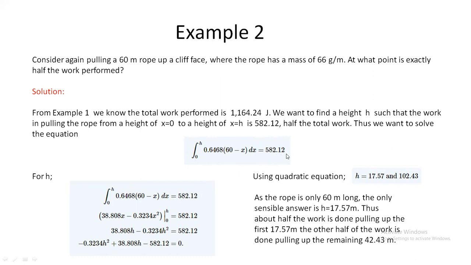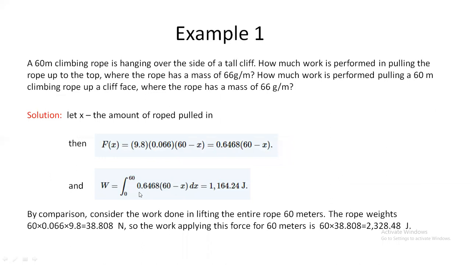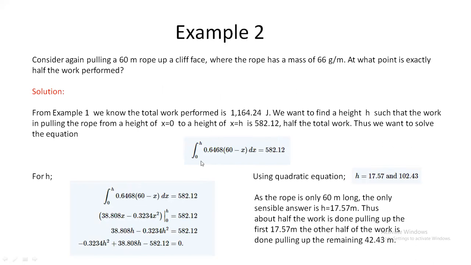582.12 joules is equated to the same expression that you have here. What's the same? The force times the displacement. It is now the limits of integration that changed, because you know how far the rope has been pulled up from the base, which is 0 to a certain height h, where you have already spent half of the total work done here. So then we will do our maths. You know how to process this one. If you have this expanded and you use the power rule, this will be the answer.